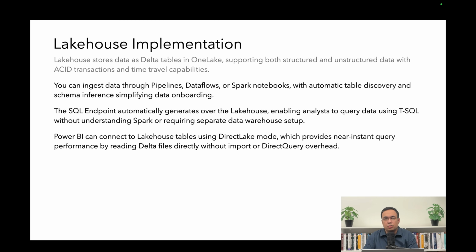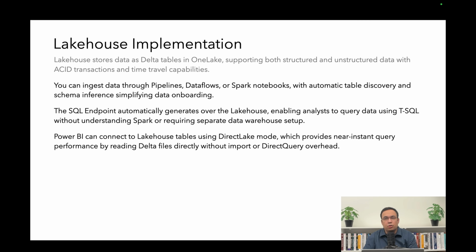You can ingest data into a lakehouse through several mechanisms. Pipelines can copy data from external sources, data flows can transform and load data using Power Query, and Spark notebooks can process and write data programmatically. All of these write delta tables to OneLake. There's automatic table discovery and schema inference. When you write a delta table, Fabric automatically detects it and makes it available for querying. You don't have to manually register tables in a metastore or define schemas. Fabric infers the schema from the data and handles the metadata management.